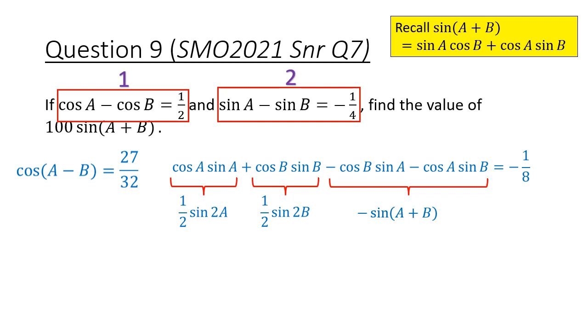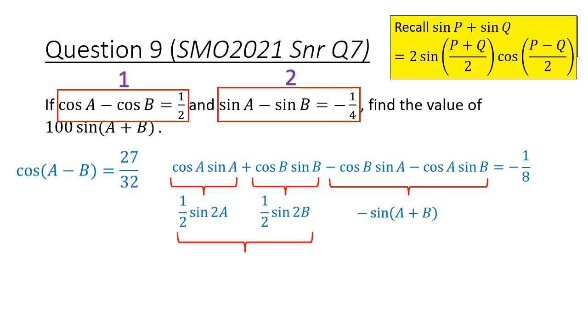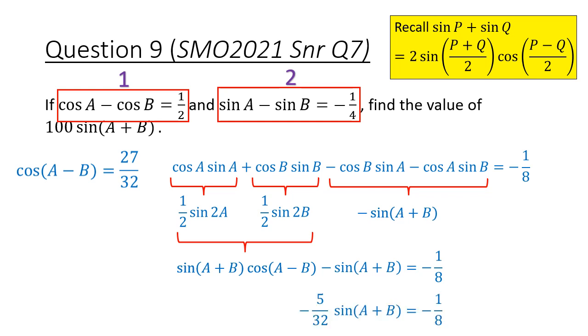Now for the first 2 terms, half sin 2A plus half sin 2B, we can use the sum to product formula, and we'll get sin(A plus B) multiplied by cos(A minus B). Now this is good because with the negative sin(A plus B) that we already have, we can factorize that out, and that's what we want to find, and cos(A minus B) is already known. It is 27/32. So we'll get negative 5/32, that is 27/32 minus 1, multiplied by the thing we want to find, sin(A plus B), equals negative 1/8.